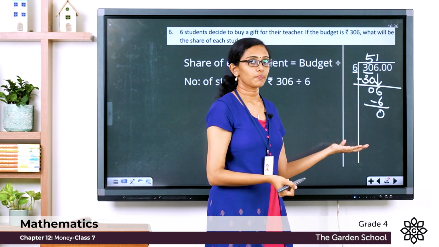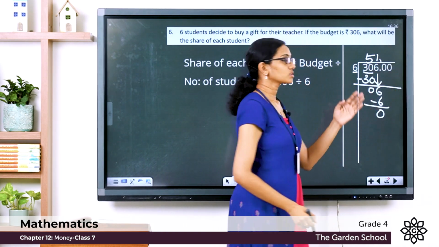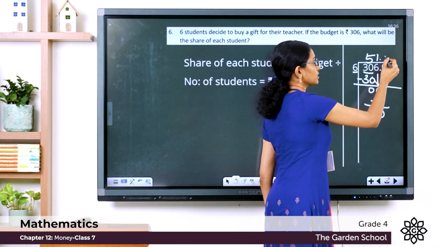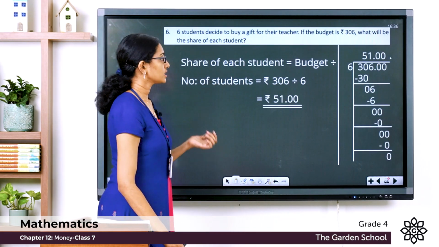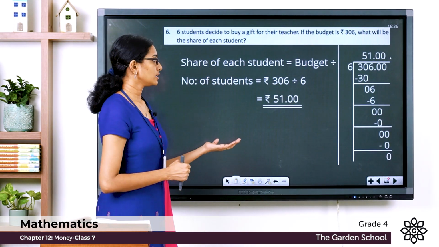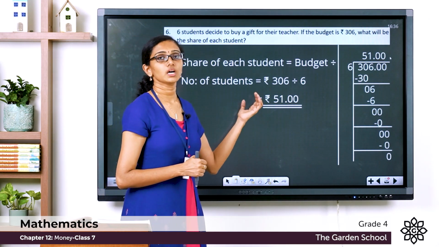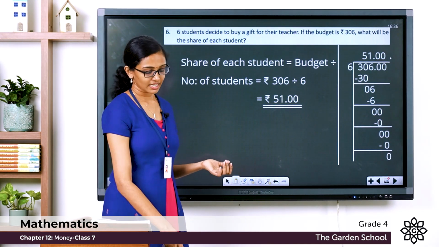Now we have a paise part. In the paise part, we have 0. So let's put 2 zeros here. So what is the share of each student? Each student should give a share of 51 rupee. So I hope this is clear to you.